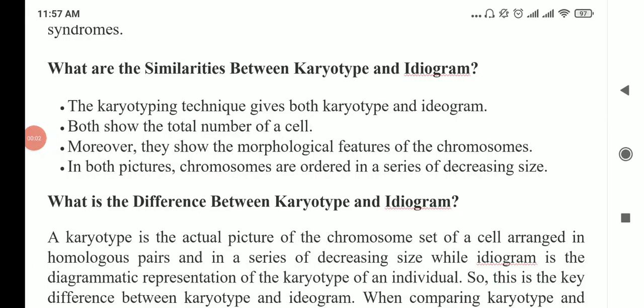Okay, let's pick up where we left off. We had done the karyotype and the idiogram, no? Now we'll look at how they are similar and how they are different.